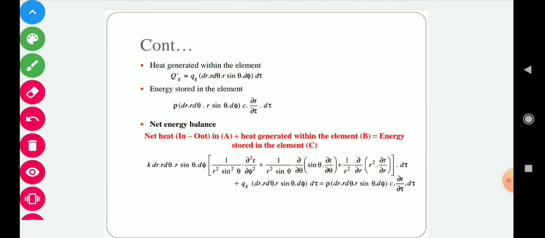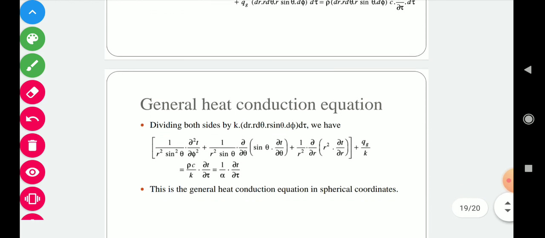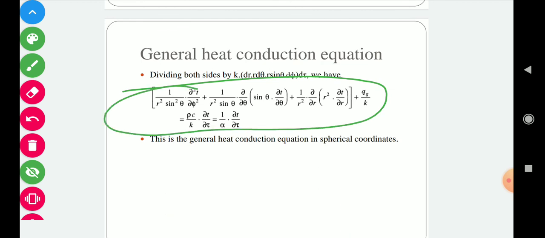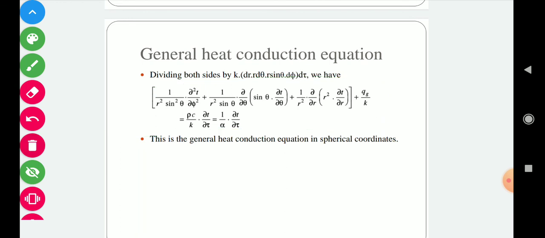Now again you have to divide this equation by k dr r d theta r sin theta d phi d tau, and finally you get this equation. So this is called the general heat conduction equation in spherical coordinates.